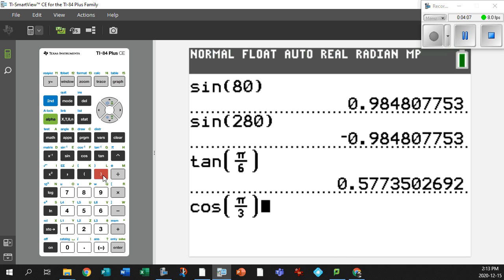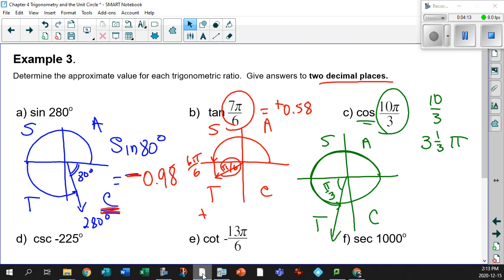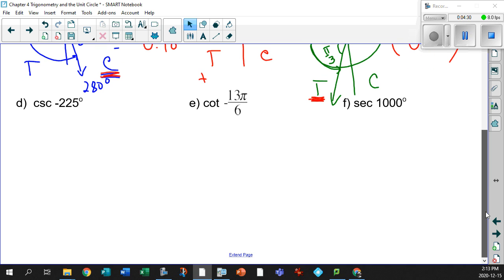Okay, and punch it. Oh, it's 0.5. Okay, well, it says to 2 decimal places, so my answer's got to be 0.50. But remember, tangent is the only one that's positive, so this has to be negative for sure. There's your answer. Okay, keep on going. We're having fun now. Look how fast we can do these. This is the best part.